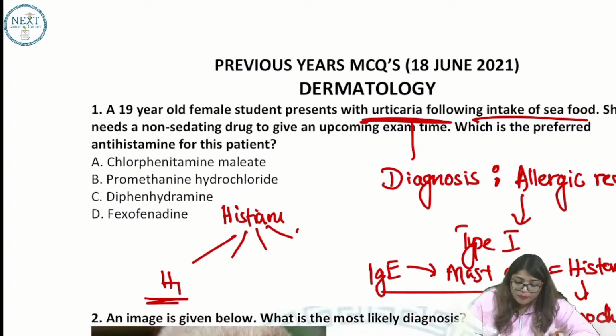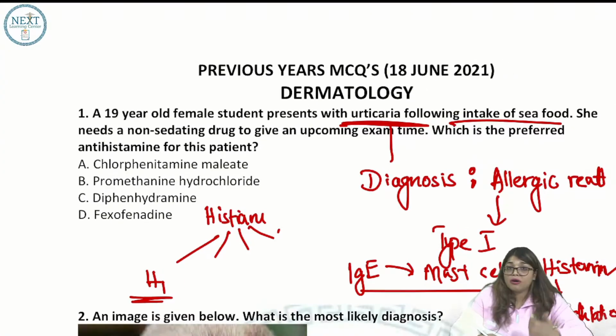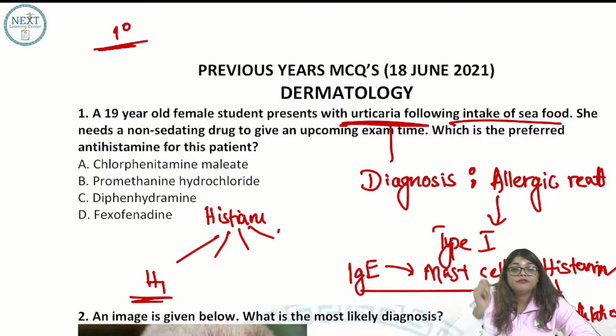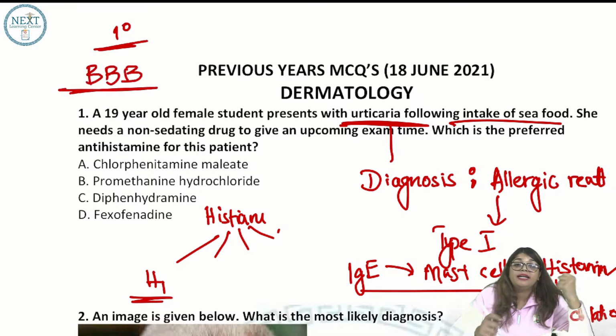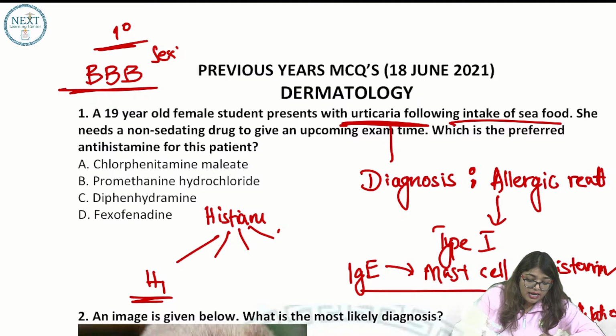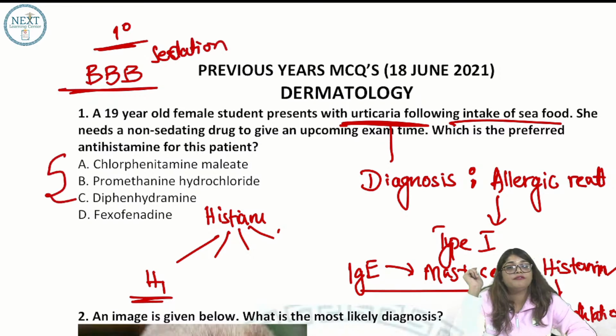Yeah, very good. We are blocking histamine. So how do we block histamine? By giving the first generation that we give. The first generation, because it can cross the blood-brain barrier, it causes sedation. And what are the drugs in that? These 3 are your first generation antihistaminics.